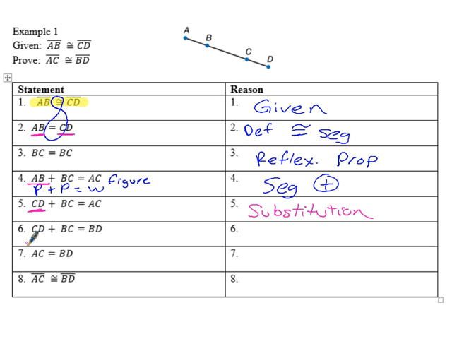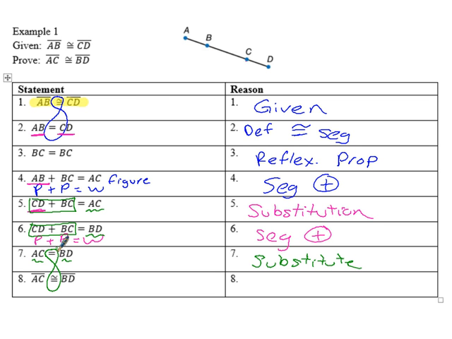If we look at the next step, CD plus BC is equal to BD. That again is just part plus part equals whole, so that's segment addition. And now the next step just says AC equals BD. Once again, CD plus BC is occurring twice, and each time we're saying that it's AC and BD. So if both of those things are equal to CD plus BC, that means I can set them equal to each other. So this is another substitution. And then finally, what happens? I go from equals back to congruent. So that's our definition of congruent segments.